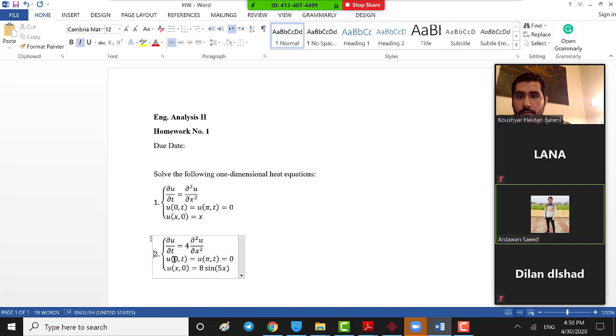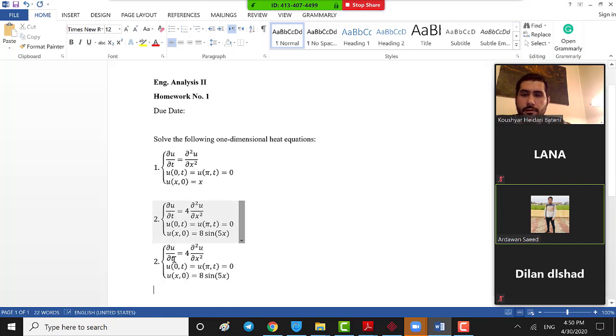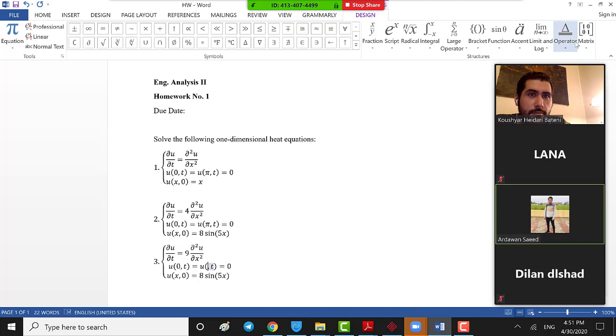Now, I want another example of a 1D heat equation type 2. I write this. So alpha, I'm going to consider it to be equal to 3. So I write 9 here. For L, I assume L to be pi over 2, just for the sake of variety.